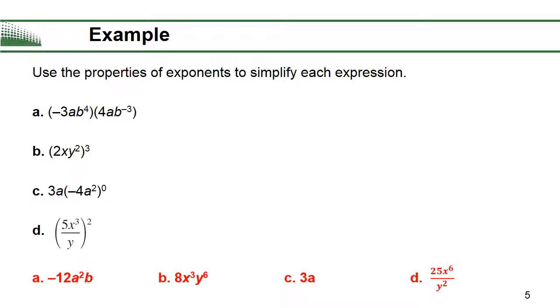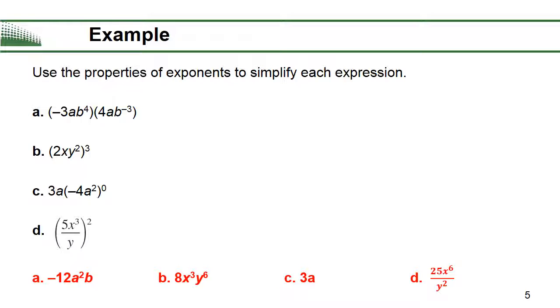Problem B, everything in there gets the third power. It's going to be 2 to the 3rd, x to the 3rd, and y squared to the 3rd. 2 to the 3rd is 8, x to the 3rd is x to the 3rd. y squared to the 3rd, when you raise a power to a power, you're going to multiply those powers. So that's where we get the y to the 6th.